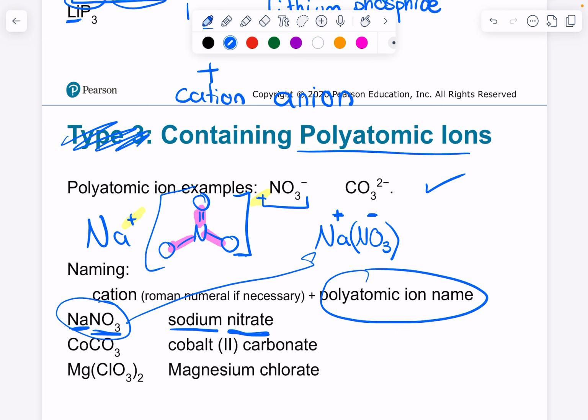Okay. All right, for the next one, let's actually switch to this because this is a type 1. So if you notice sodium and magnesium, those are both type 1s. And so they're going to get named like we saw all the type 1s get named. It's just that the anion is a polyatomic ion. So magnesium, because it's a type 1, we don't have to say the charge. And then the name of the polyatomic ion, chlorate. For cobalt, which is type 2, we're going to have to say the charge. So it's cobalt, some charge, carbonate, because that's the name of CO3.